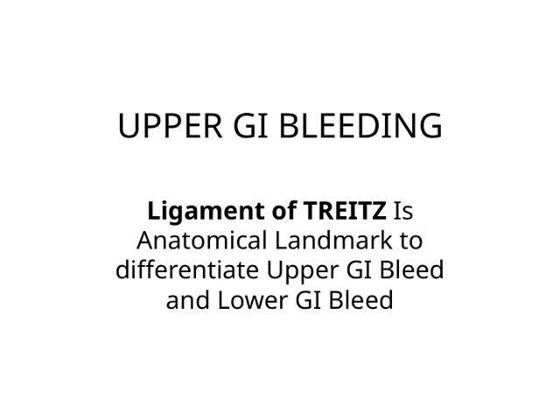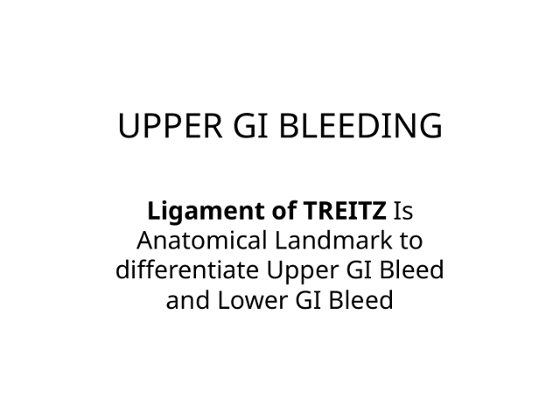We'll be exploring the important topic of upper GI bleeding. Our focus will be on understanding key landmarks, specifically the ligament of Treitz, which helps us differentiate between upper and lower gastrointestinal bleeding. Over the next few slides, we'll cover the anatomy, clinical significance, and diagnostic approaches related to this.